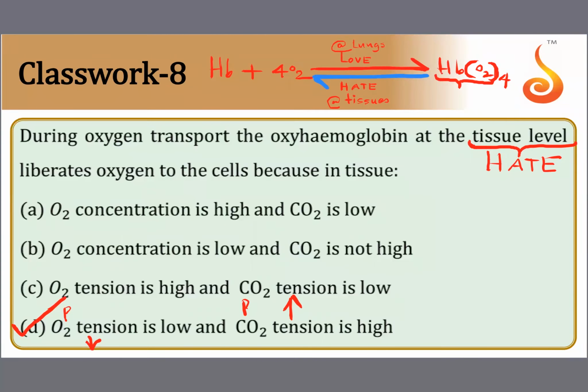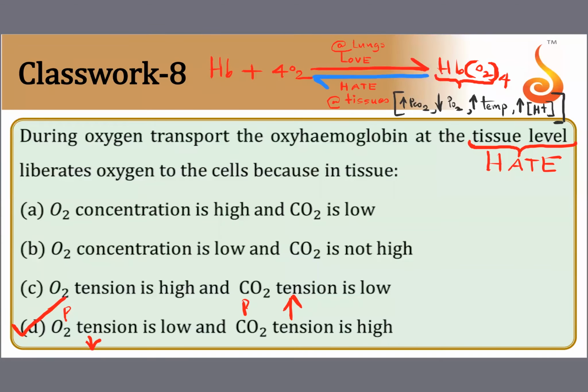This is not the only thing, okay? There are a lot of other factors also. See, I'm going to write it here. At the tissues, there is very high PCO2, there is very low PO2, there is high temperature, and there is high H plus ion concentration. That means the conditions are acidic or alkaline? If H plus ion concentration is very high, the conditions are acidic.